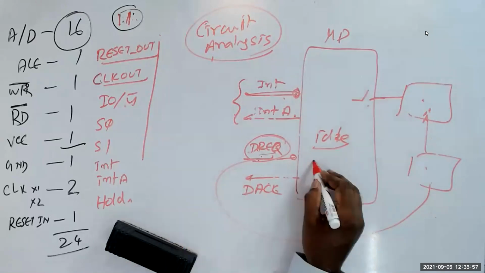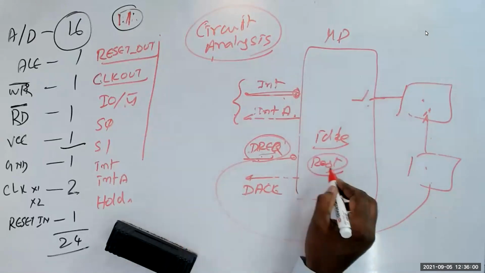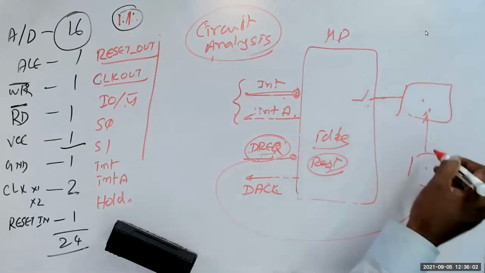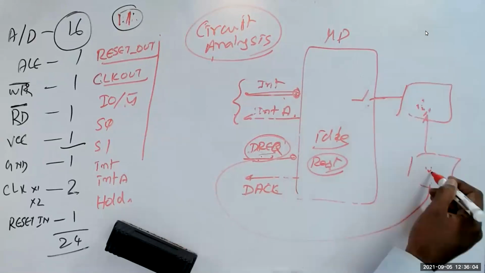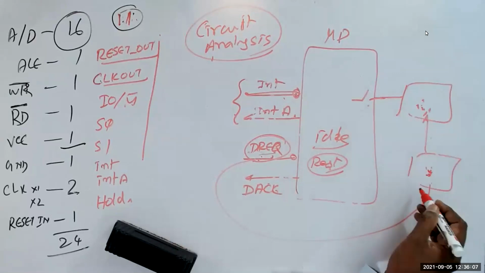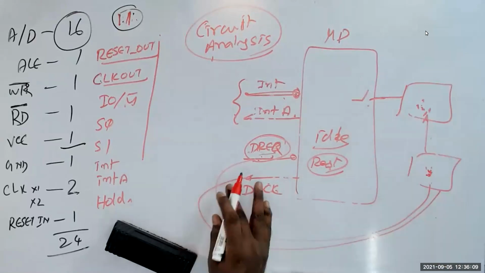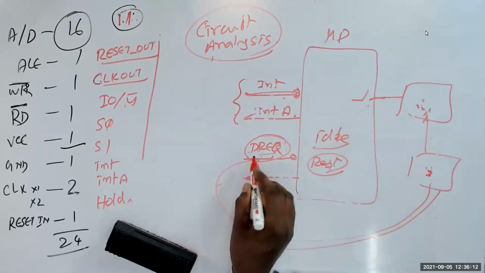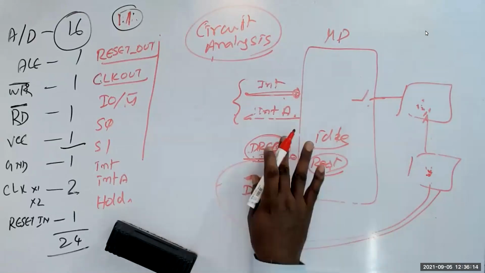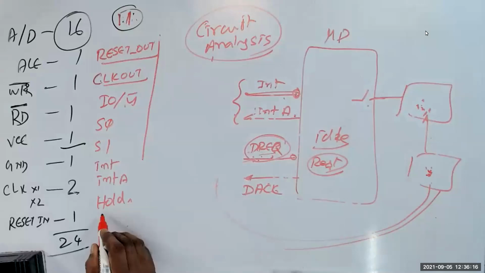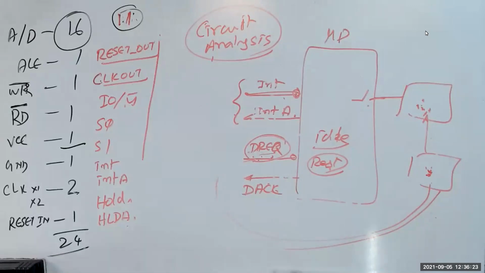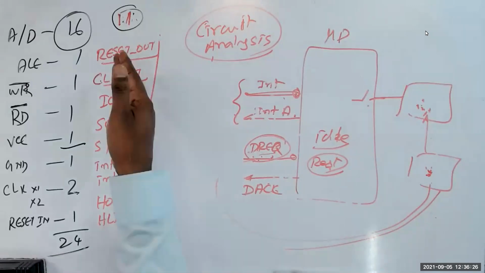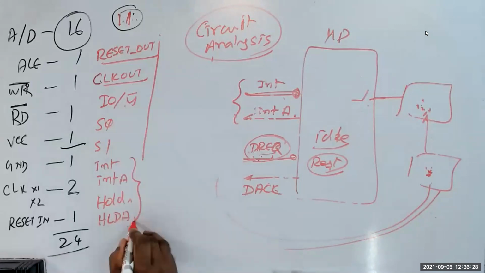Then that guy will use the memory and complete all his work, then he will tell that I have completed. Then the microprocessor will take back control. That is called, in 8085, a hold and HLDA. So now, how much is it? These 4 become 7 pins. Am I right?